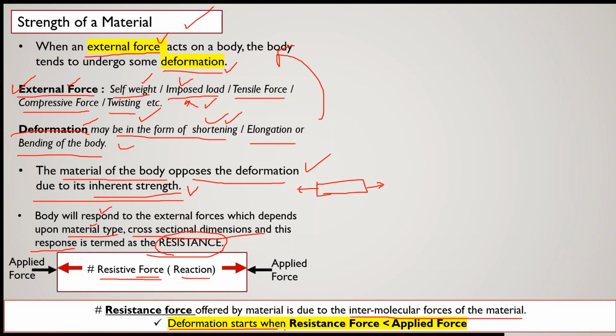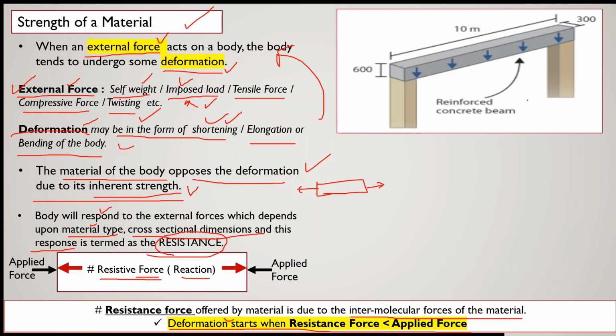And the deformation starts when the resistance force is less than the applied force. That means if you are applying some compressive force, suppose it is 100 kilonewton and the maximum resistance offered is 90, then after 90, when you increase the applied force, this member will get compressed. And if you are applying tensile force, then it will elongate. That means we will say now the member is getting deformed. So deformation starts when your applied force is more than the resistive force.